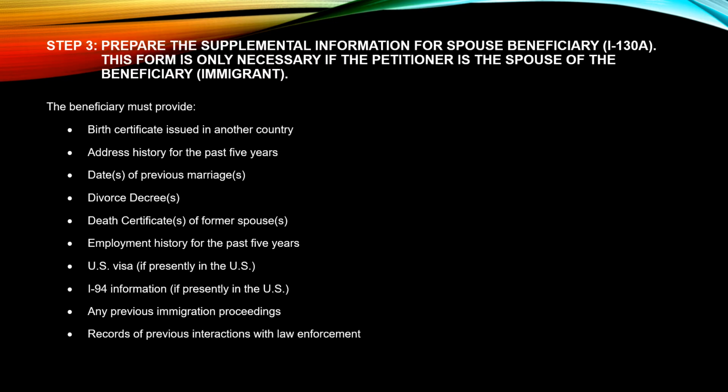Step 3. Prepare the supplemental information for spouse beneficiary, Form I-130A. Note, this form is only necessary if the petitioner is the spouse of the beneficiary, the immigrant. The beneficiary must provide birth certificate issued in another country, address history for the past 5 years, dates of previous marriages, divorce decrees indicating termination of the previous marriages.